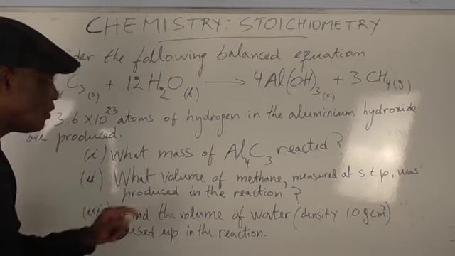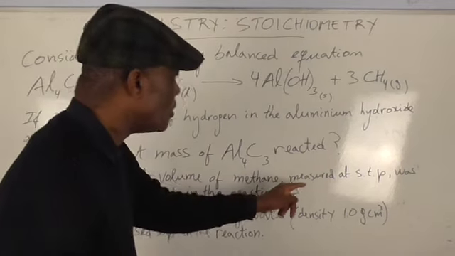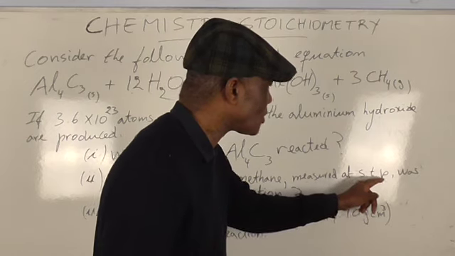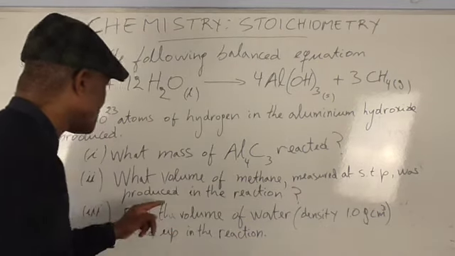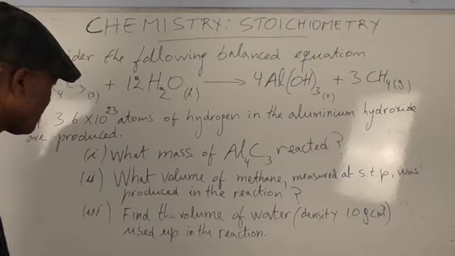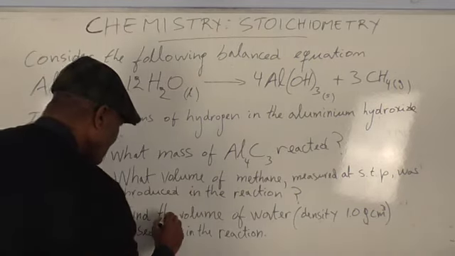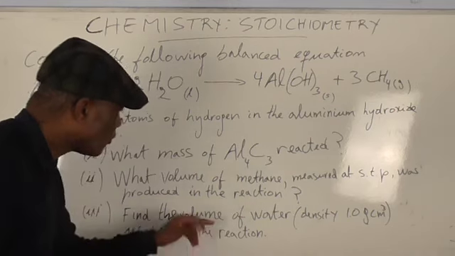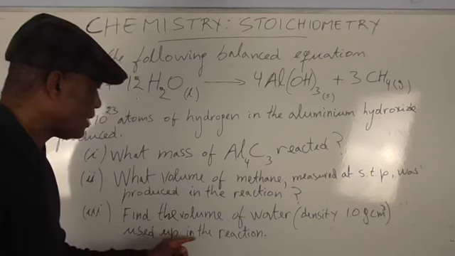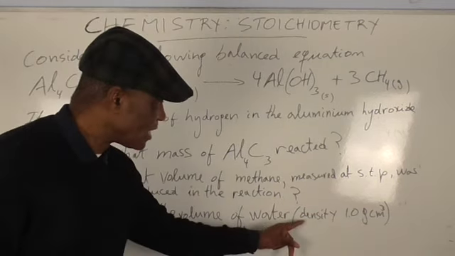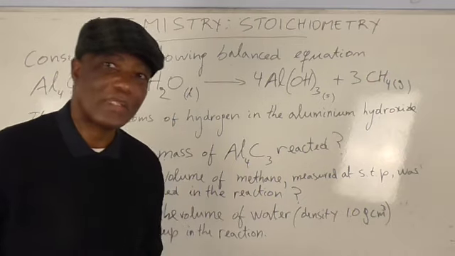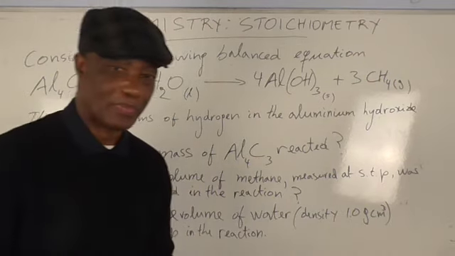What volume of methane measured at standard temperature and pressure was produced in the reaction? And find the volume of water used up in the reaction. And they give the density of water is 1 gram per centimeter cubed.